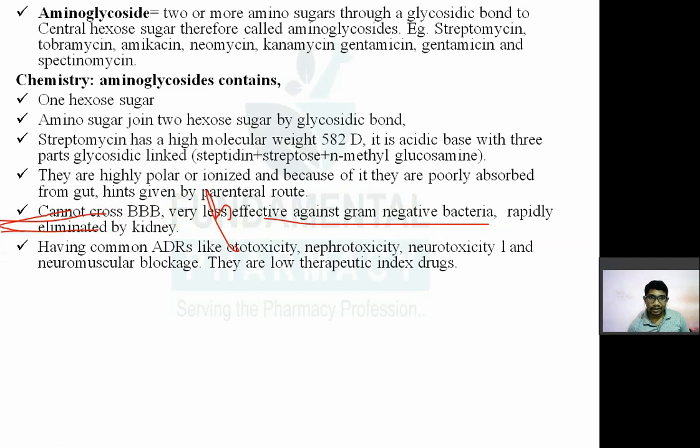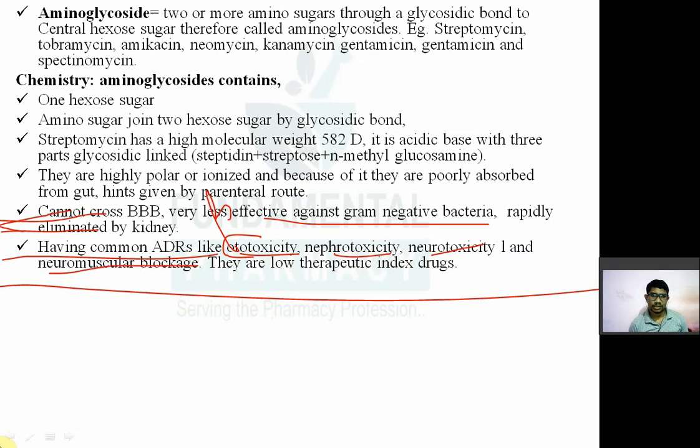Again, they have very common adverse effects. Every aminoglycoside has common adverse effects like ototoxicity. They will damage your eighth cranial nerve, the vestibulocochlear nerve, and that's why ototoxicity or deafness. Then they also have nephrotoxicity, neurotoxicity and neuromuscular blockage. And all of them are narrow therapeutic index drugs.